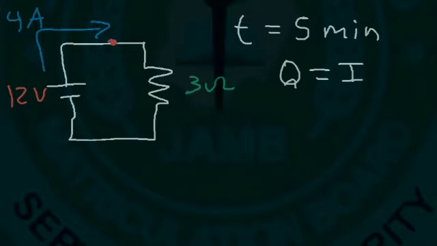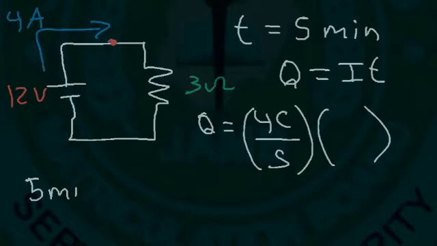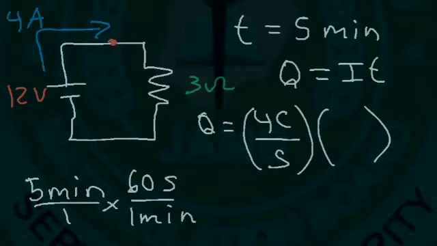Q is equal to IT. Q represents the total charge that passes through a point. I is the current, or the amount of charge that passes through it per second. So if the current is 4 amps, that means that 4 coulombs of charge pass through that point in a single second. So now we need to find the time in seconds. Let's convert 5 minutes into seconds. Now there's 60 seconds in a minute. So in 5 minutes, there's 300 seconds.